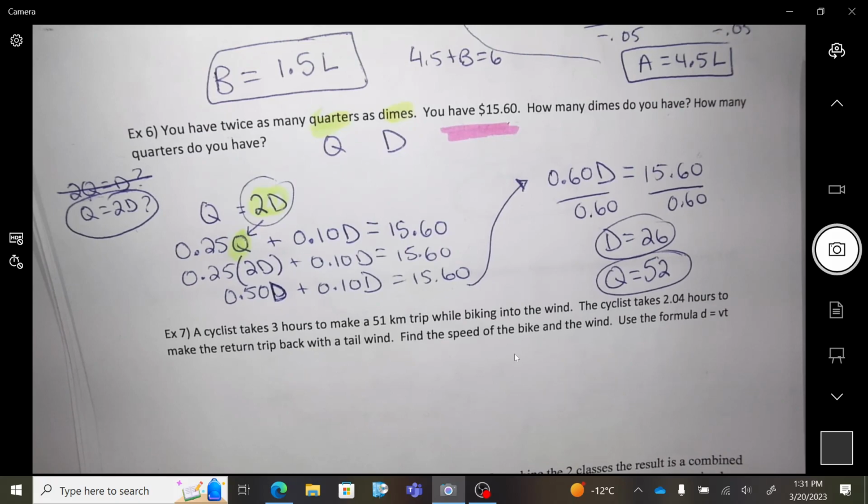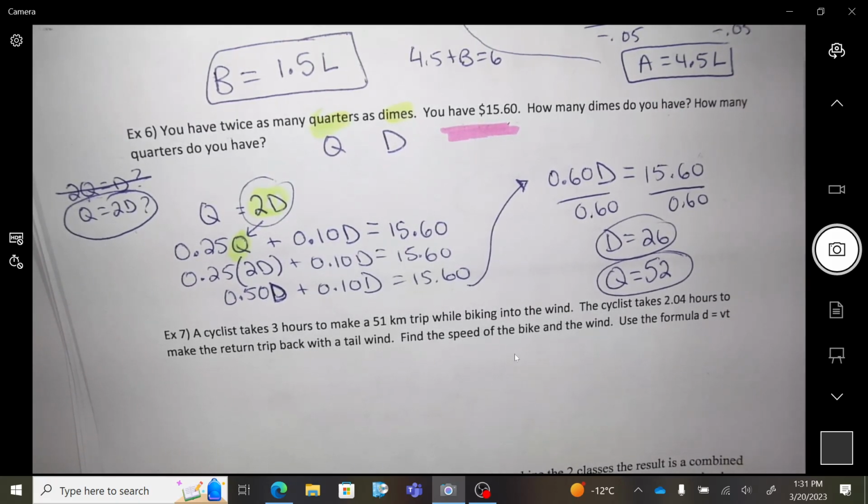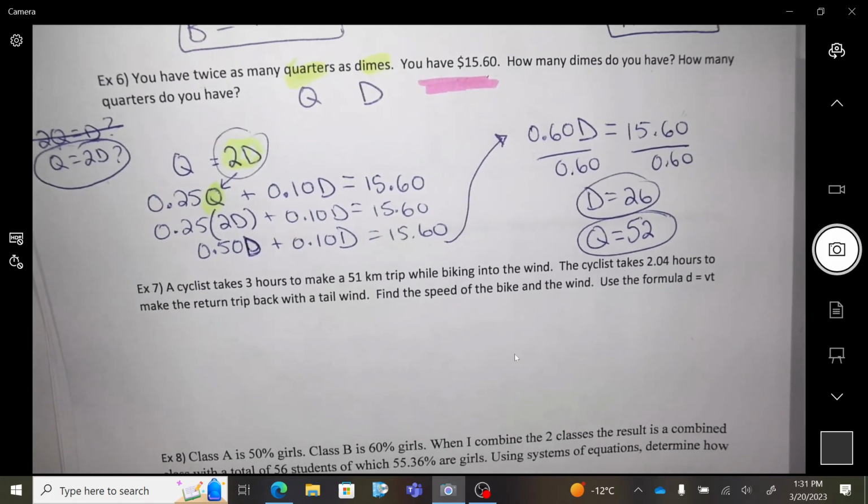Yeah. Is that what you did? And then, yeah. But you get the same answer, yeah. Yeah, we did that last time just so we didn't have to work with decimals.